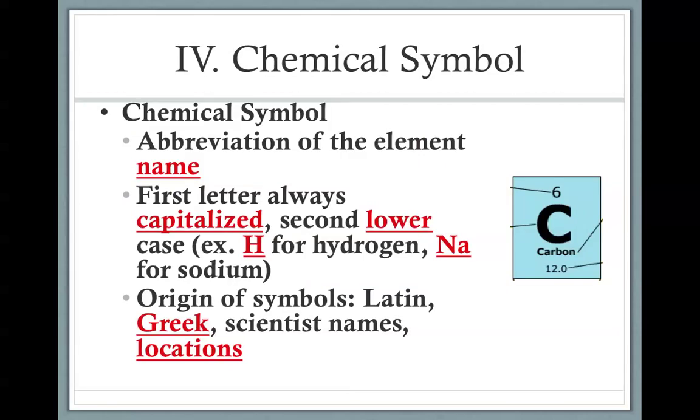All right, so just breaking down the periodic table, we've got our periodic square, and the chemical symbol is the abbreviation of the element. So for example, a C for carbon. The first letter is always capitalized. For example, H for hydrogen, capital H. If there is a second letter, it is lowercase. So for example, capital N, lowercase a for sodium. Some of you are like, hey, why don't these names match up with their symbols? Well, it's because the origin of some of these symbols are Latin, Greek, some are scientists' names, and some come from locations.